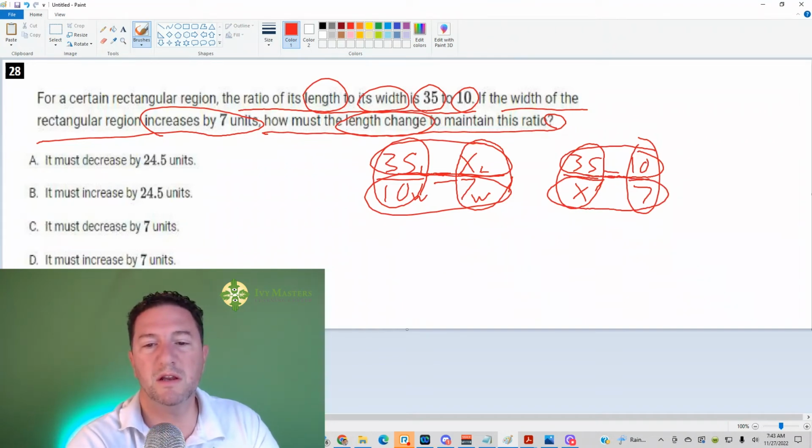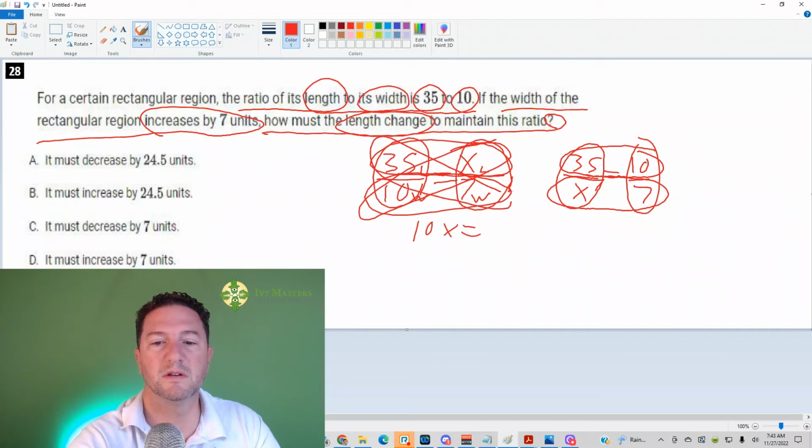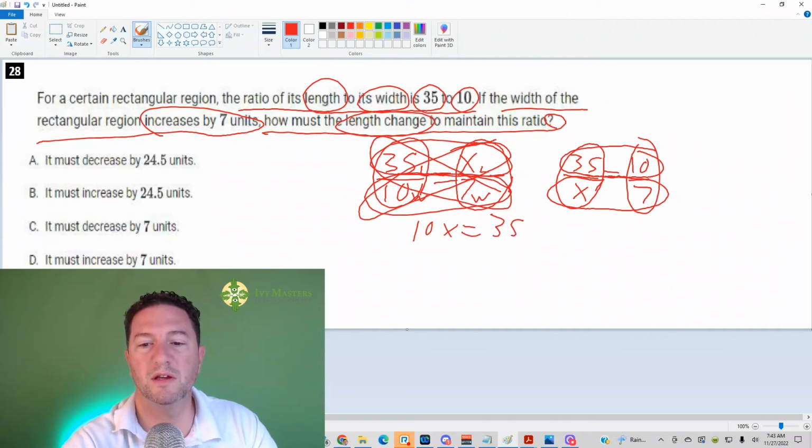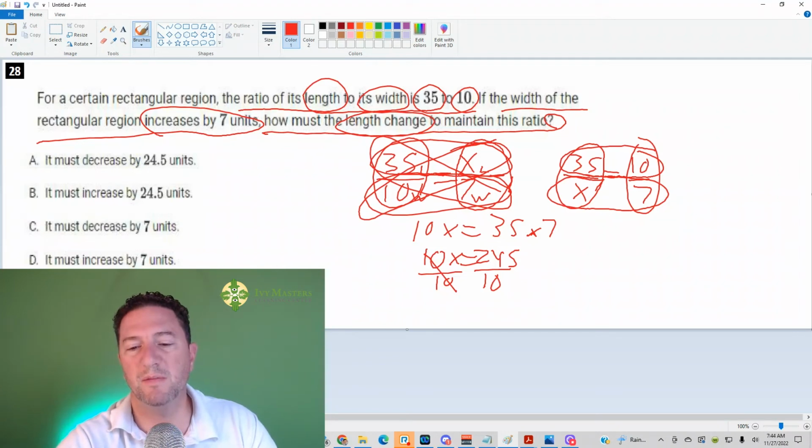So any way you set it up, when you cross multiply and set equal, we've got 10x equals 35 times 7. When we multiply the right side, we wind up with 245. Divide both sides by 10. These cancel. And whenever you divide by 10, all you do is move the decimal once to the left. So this is going to give you 24.5.